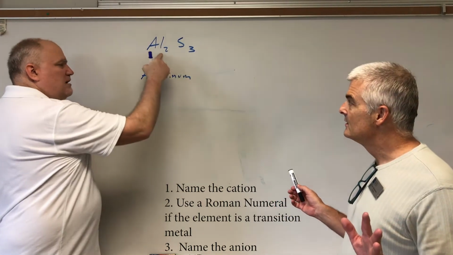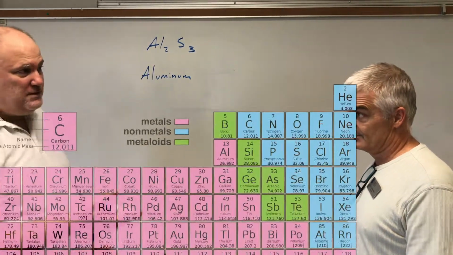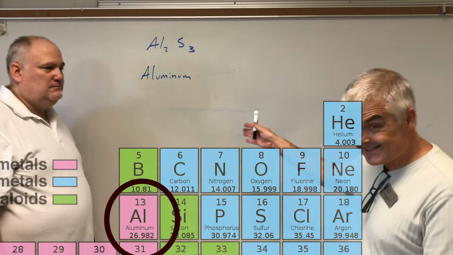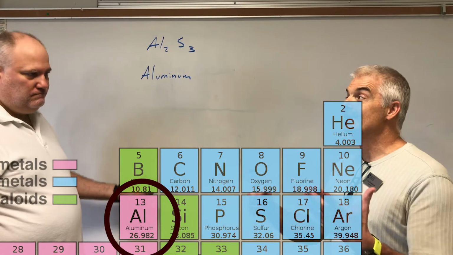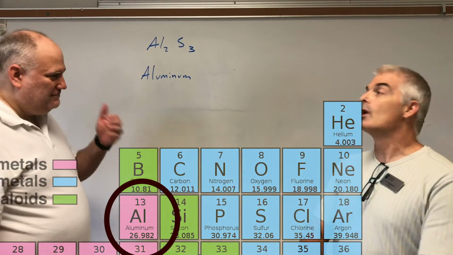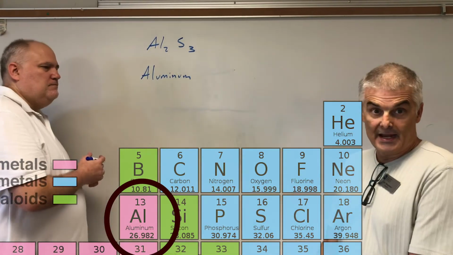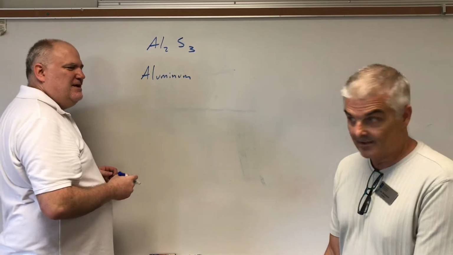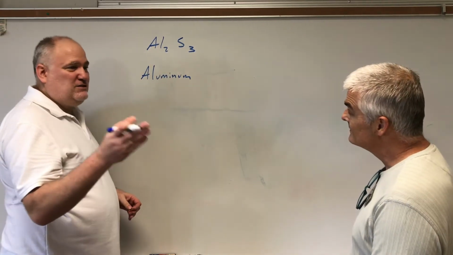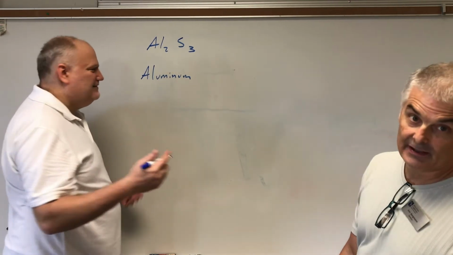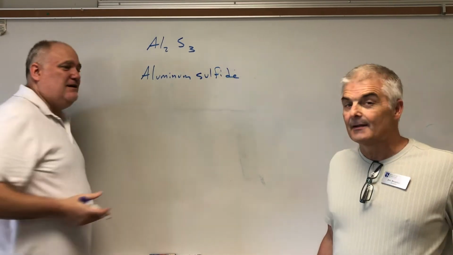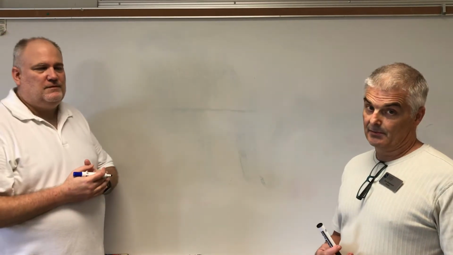It's aluminum, and then also you need to realize, and the second part of this is, is it part of the transition metals? No, you can see on the periodic table right here that the aluminum is not in the transition metal zone, so it is just aluminum. No Roman numeral needed. And then we name the anion. Sulfur becomes sulfide. Don't ever write sulfuride. It's just sulfide. So just aluminum sulfide. That's it. It's easy. It's done. Now those were really easy, weren't they, folks? Yep. But now they get a little trickier.